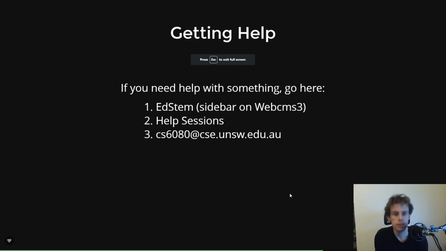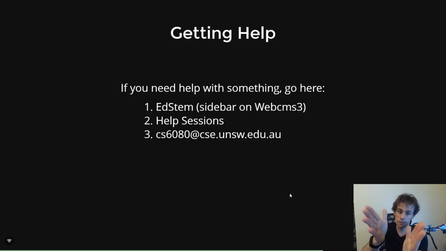And if you can't get help with that, please email cs6080 at cse.unsw.edu.au. Do not email me. Your email will get answered slower. In fact, you can email me, go ahead, but only if you want a slow reply. That's what I'll tell you. So please email cs6080 and I will help you out. That goes to me. No one else, sadly, just me. But I will be helpful for that.